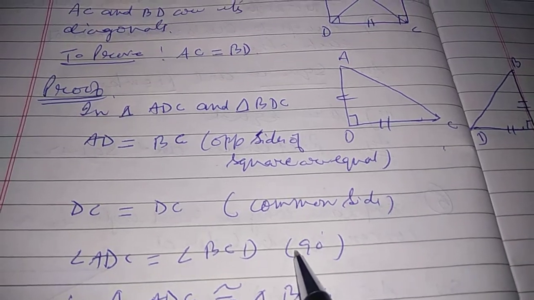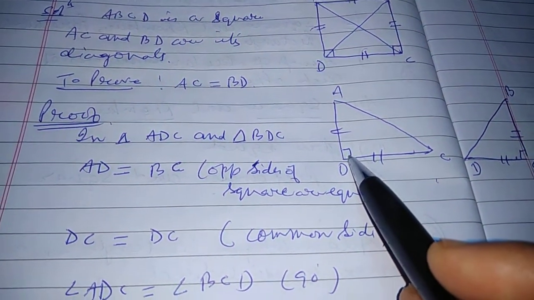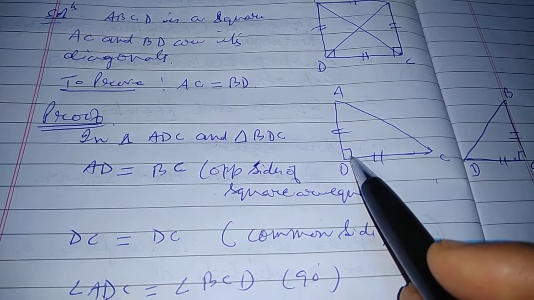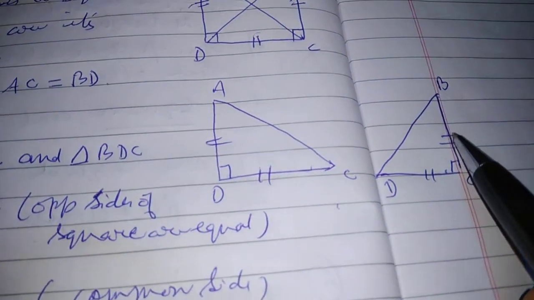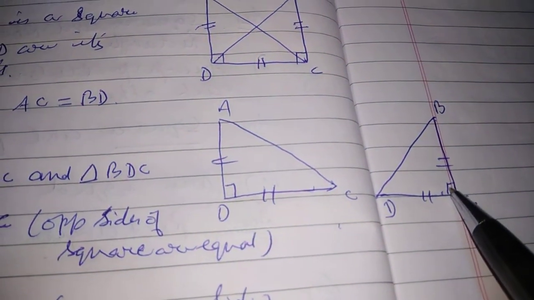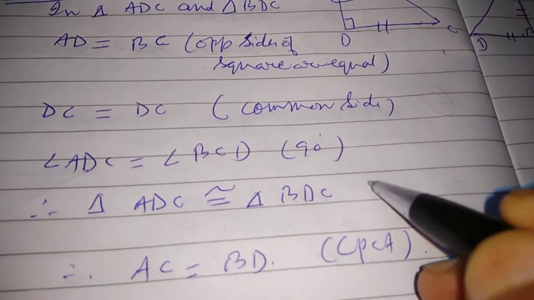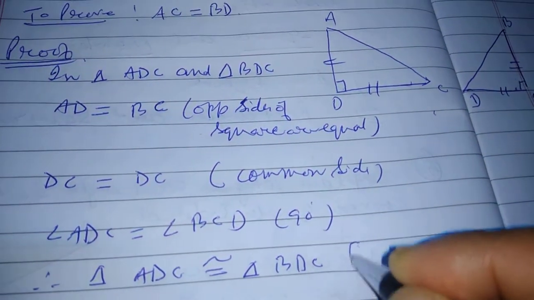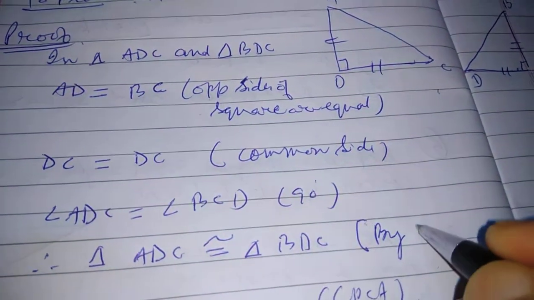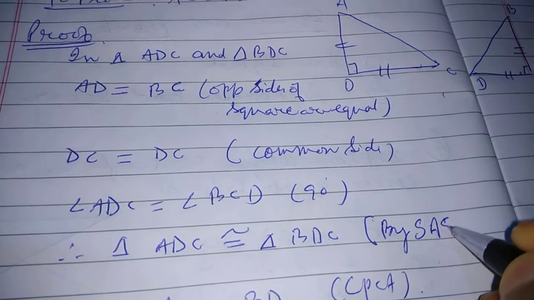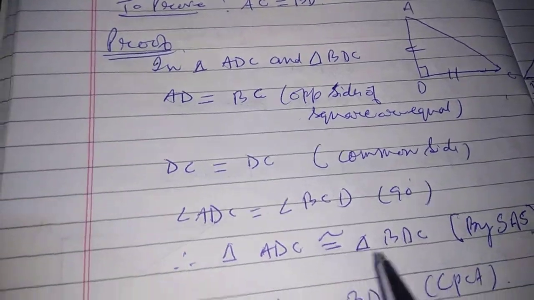So you got two sides and the angle included between those two sides. This is side angle side. Here also you see these two sides and the angle included between those two sides. This is side angle side. So these two triangles are congruent. So you can write here by SAS congruence criteria. So these two triangles are congruent.